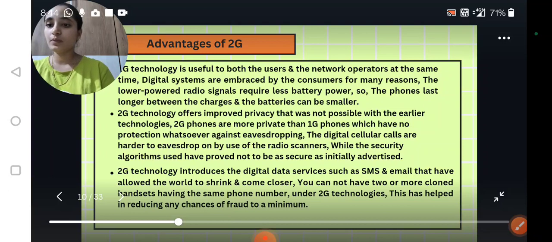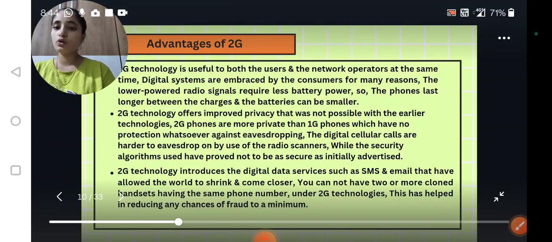Advantages of 2G. 2G technology is useful to both the users and the network operators at the same time. Digital systems are embraced by consumers for many reasons. The lower power radio signals require less battery power, so the phones last longer between charges and the batteries can be smaller. 2G technology offers improved privacy that was not possible with earlier technologies.